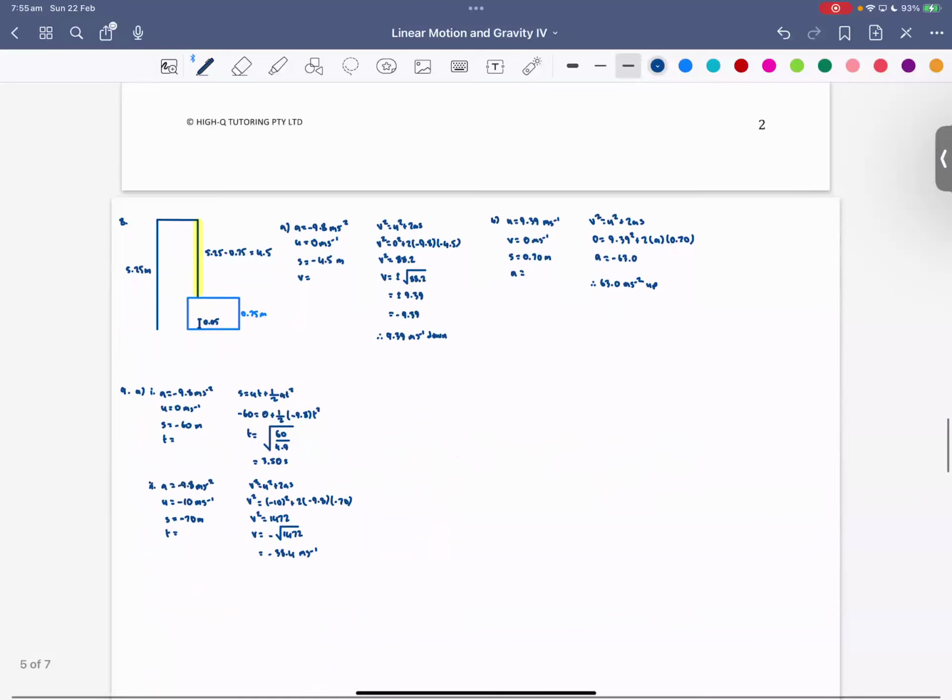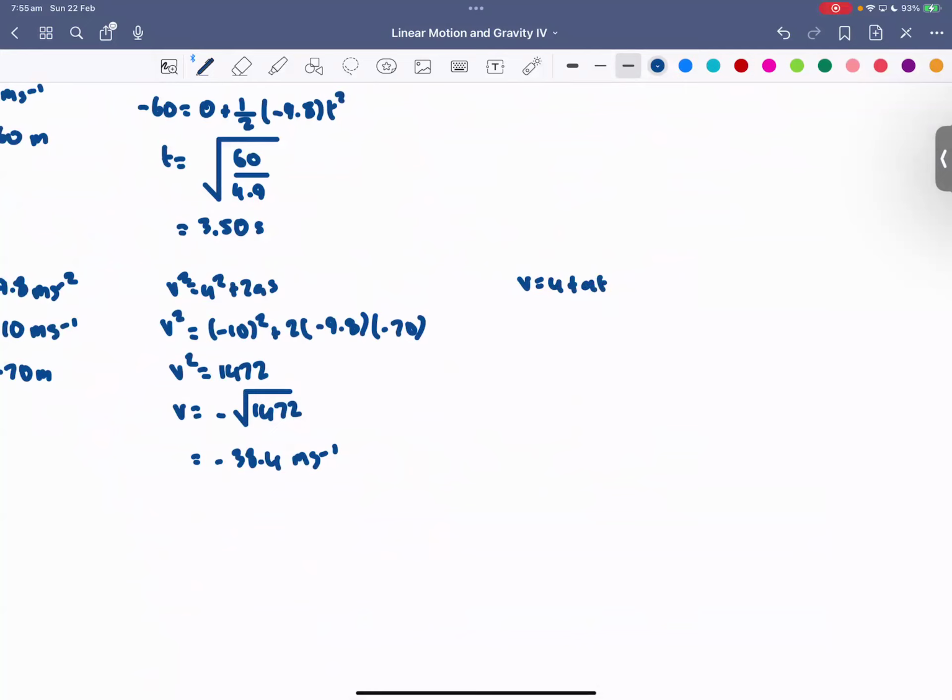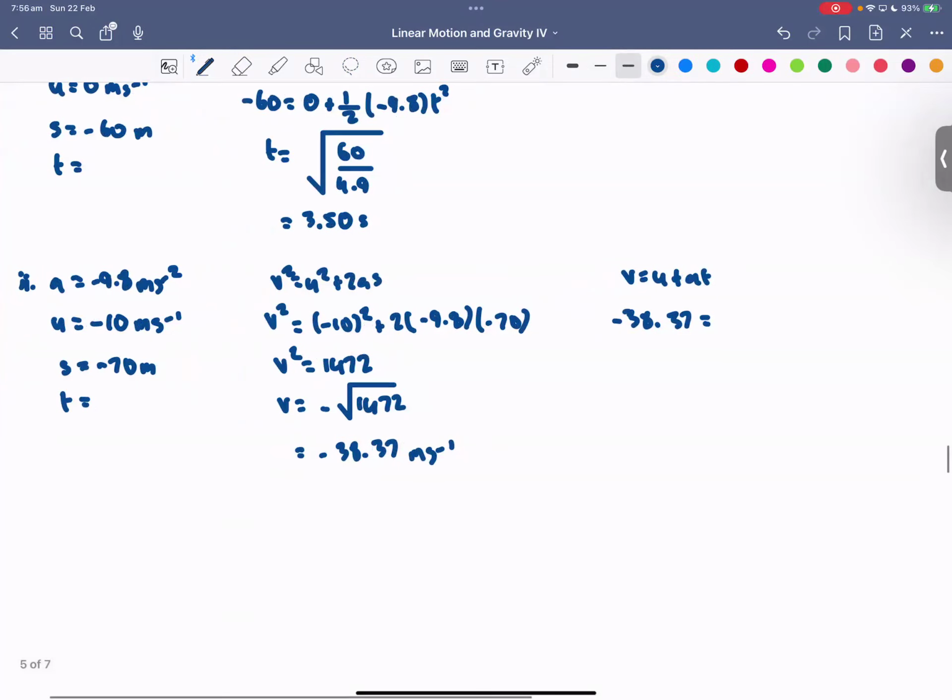All right, and then I said use V equals U plus AT. If anyone used the wrong V, you'll probably get a negative time. And that wouldn't make any sense. Or you'll get the wrong time. Sometimes you get a positive time, but it's still not the correct one. Negative 38.4 equals. Can I just have one more decimal? 38.37. Just because it's carrying on to the next line of working. Negative 38.37 equals U, which I know is negative 10, plus acceleration, which is negative 9.8, times T.